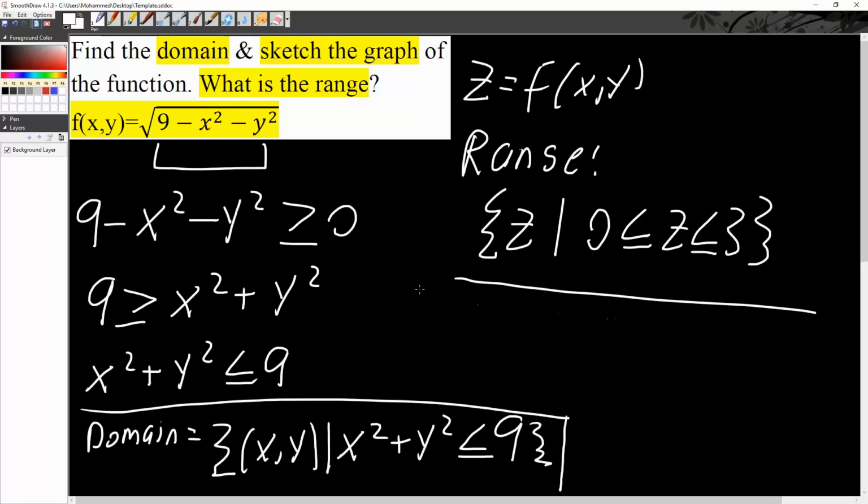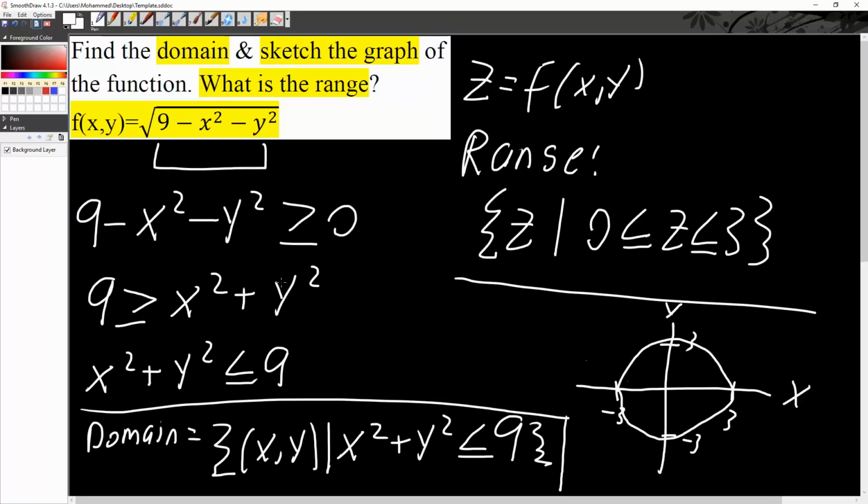And lastly, we'll just go ahead and do a quick sketch of the domain. So this is our x, this is our y, and we'll do the domain. So we know x squared plus y squared is going to make the shape of a circle. And so we can say it's going to be -3, +3, -3, +3, and we just kind of draw a little circle. And our domain will be everything inside it. So everything inside it, and including the -3, since it's less than or equal to the 9.